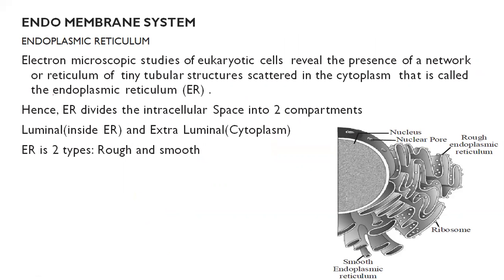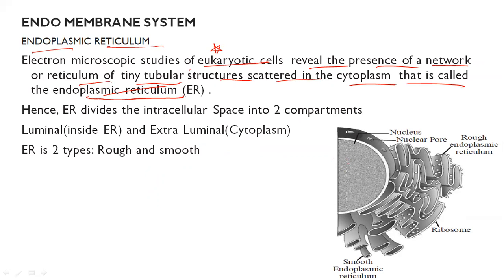Now, the second subtopic which we are going to study right now is the endomembrane system. All right, in which we'll be studying the endoplasmic reticulum. Electron microscope studies of eukaryotic cells reveal the presence of a network of tiny tubular structures scattered in the cytoplasm, and they are called endoplasmic reticulum.